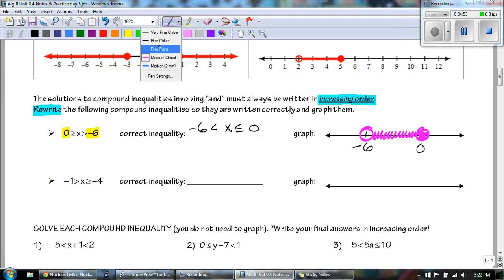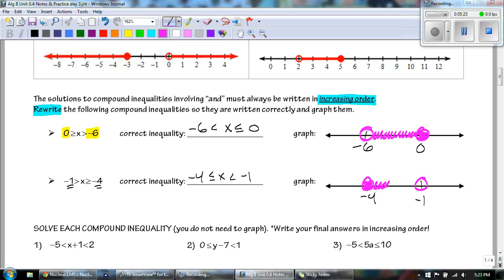So let's try it again. I'm looking at the numbers. -4 is smaller, less than or equal to x, less than -1. I'm just looking at where the inequality is with each part and then writing it correctly. So when I graph it, there's -4, and then there's -1. At -4, I am closed. At -1, I am open, and it's an and graph, so I'm going to shade everything in between.